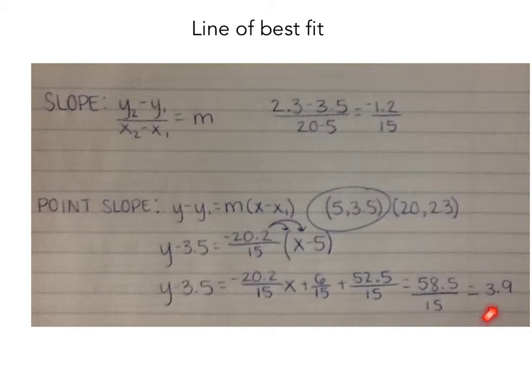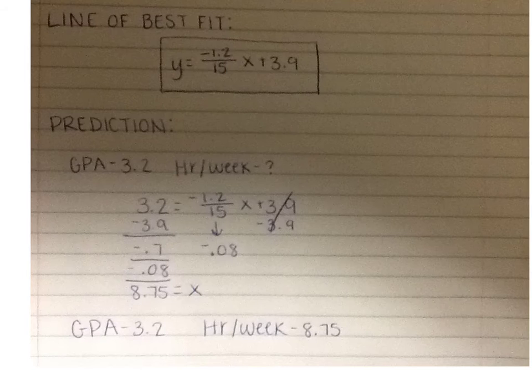You do that to get this number, which you will then plug into slope-intercept form to get your equation for your line of best fit. When you plug in your answer from your point slope formula, this is the equation that you end up with for your line of best fit.